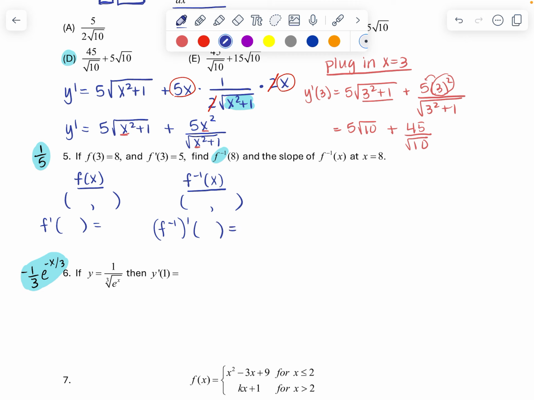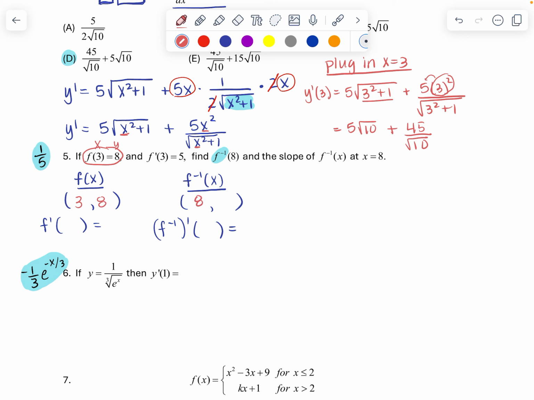Now, how do I fill this out? Do I know any points on f? Well, I actually do. If you look here, they told me that f of 3 is 8. This is your x value, this is your y value. So my point is 3, 8. That means the point on the inverse is just going to be switched.